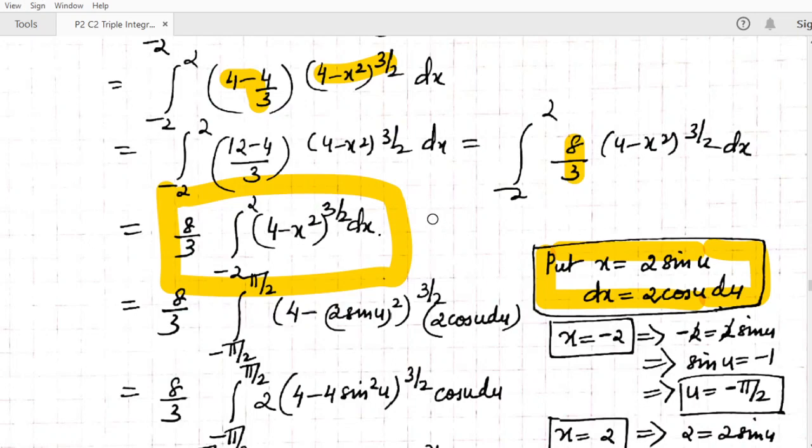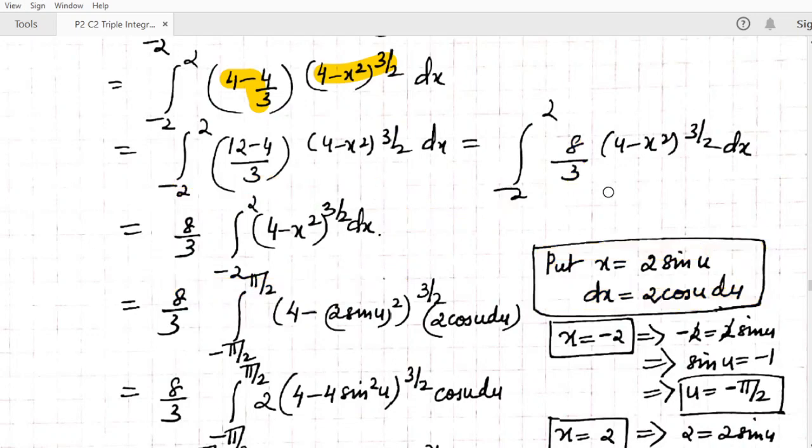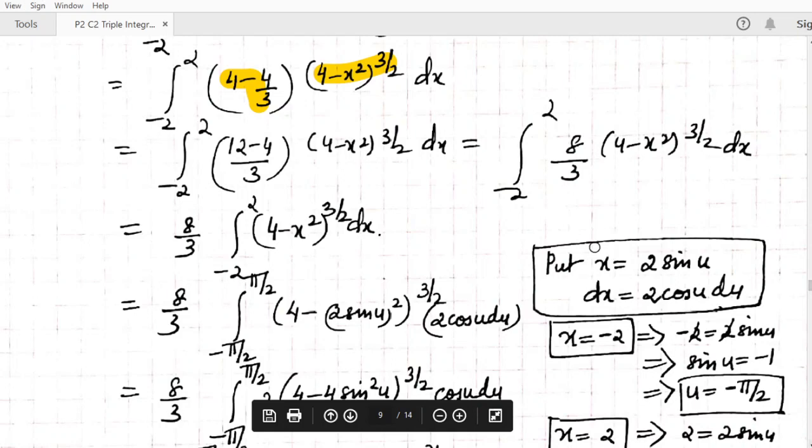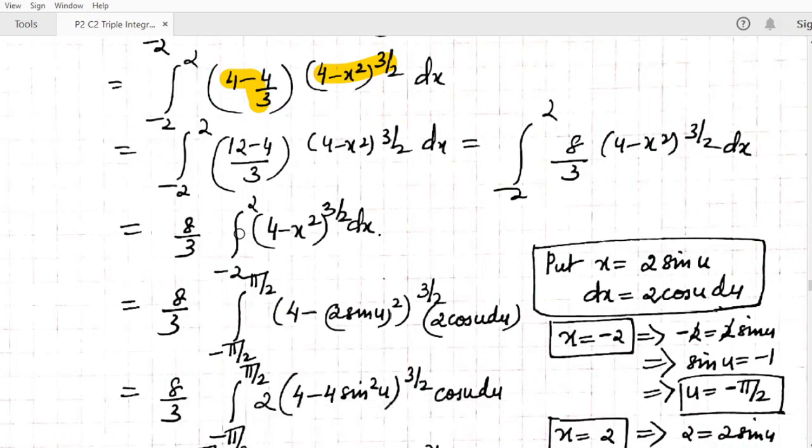So to evaluate this particular single integral, now we have to make some substitutions. So the substitution is as follows. How are we making the substitution? Just observe our integral here. We can see that our integral is 8 by 3 integral minus 2 to 2 of (4 minus x square) to the power 3 by 2 dx. So we are making a substitution. We have to give the substitution x is equal to 2 into sine u. The reason to give this substitution is very clear.